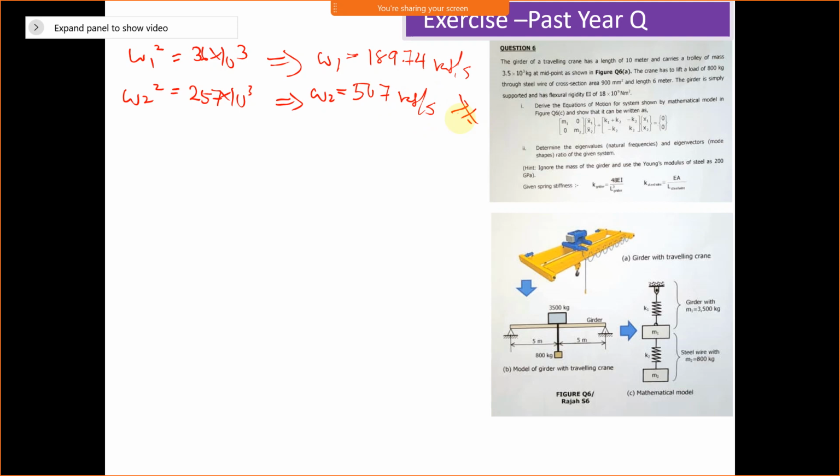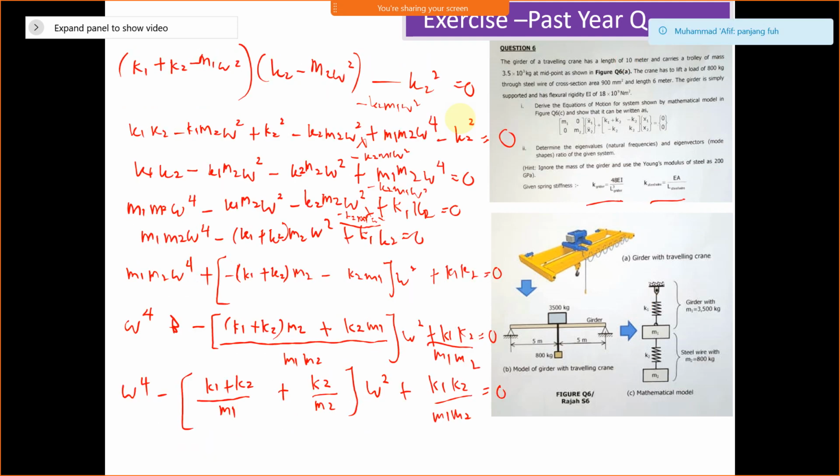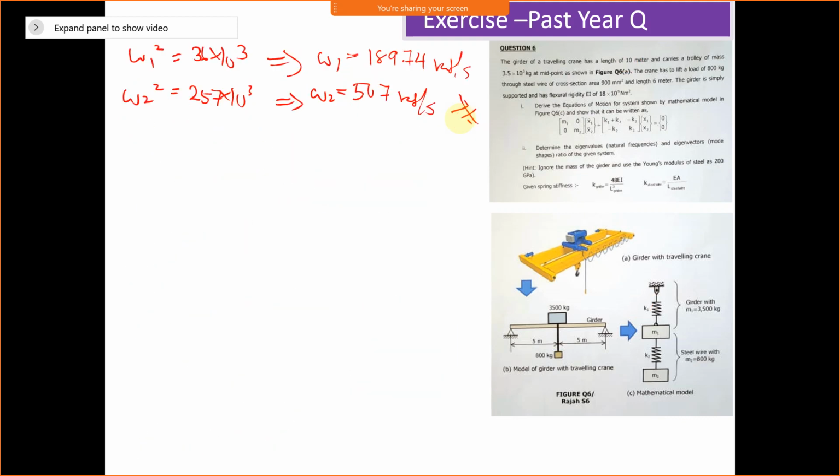Ada soalan nak tanya? Okay, so macam ni lah, panjang soalan 6. So that's why kena familiar lah dengan soalan ni kan, supaya takut tersangkut tengah jalan kan, equation dia punya duration. Alright, so that is our omega 1 and omega 2.